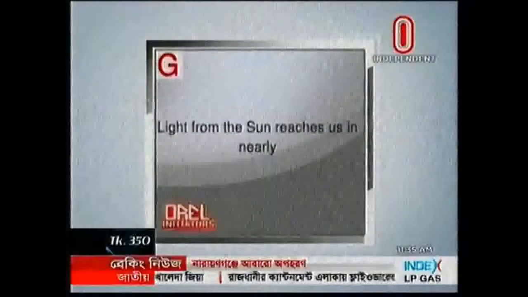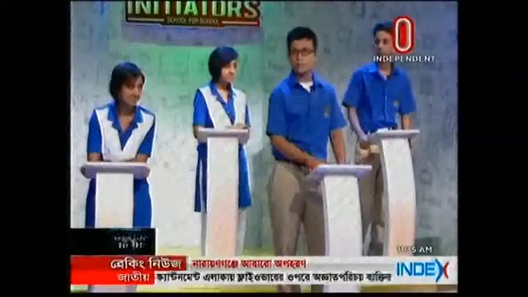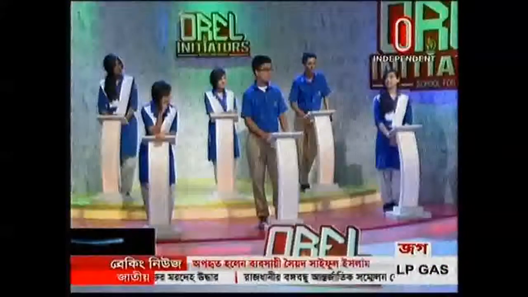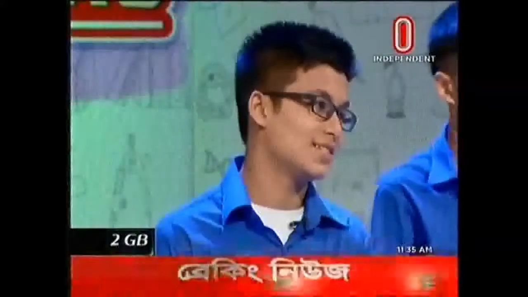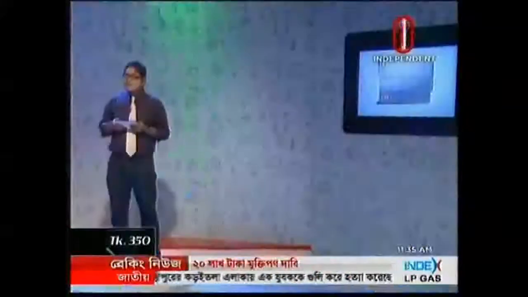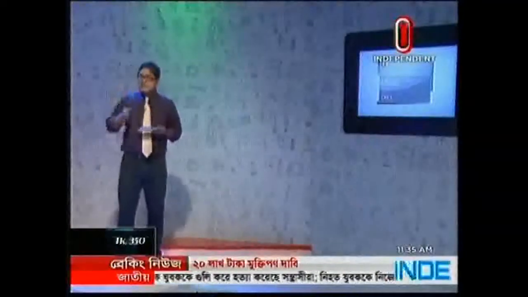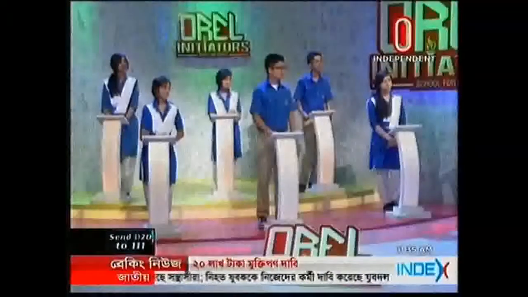Light from the sun reaches us in nearly what time? The light from the sun to the earth, what is the travel time? 14,700 something. 1.7 seconds. That's too early actually. It's 8.20 seconds. That is actually, if you ask me, it's exactly 500 seconds, that travel time.